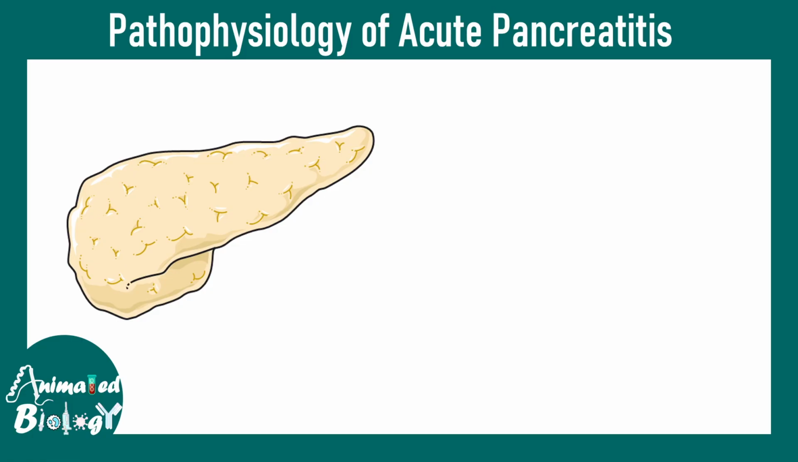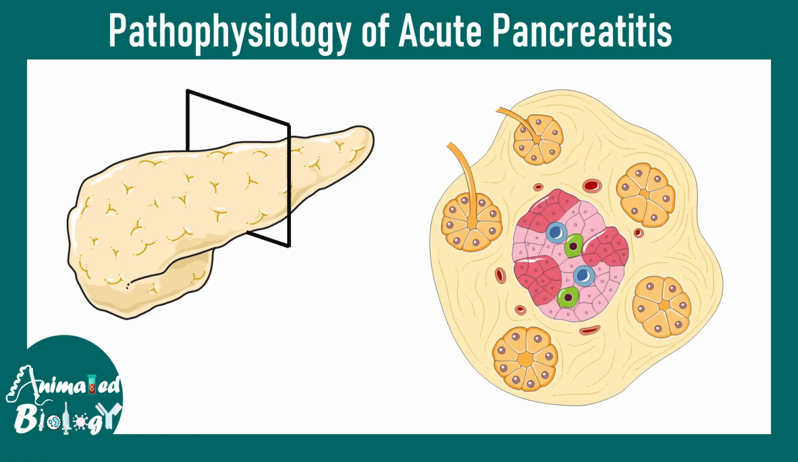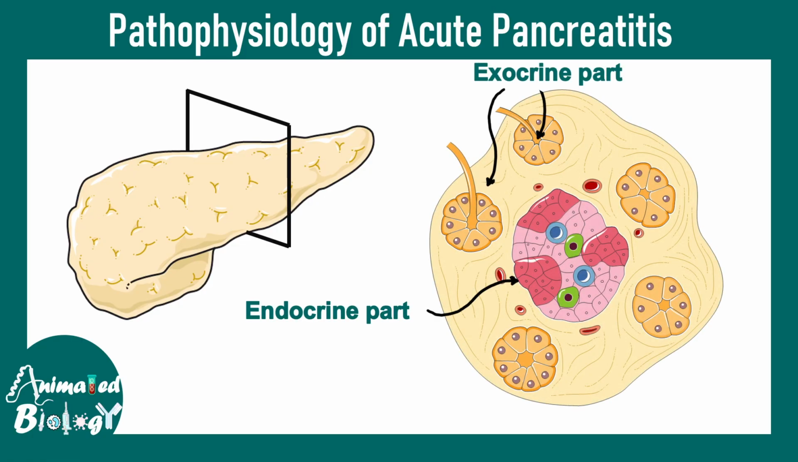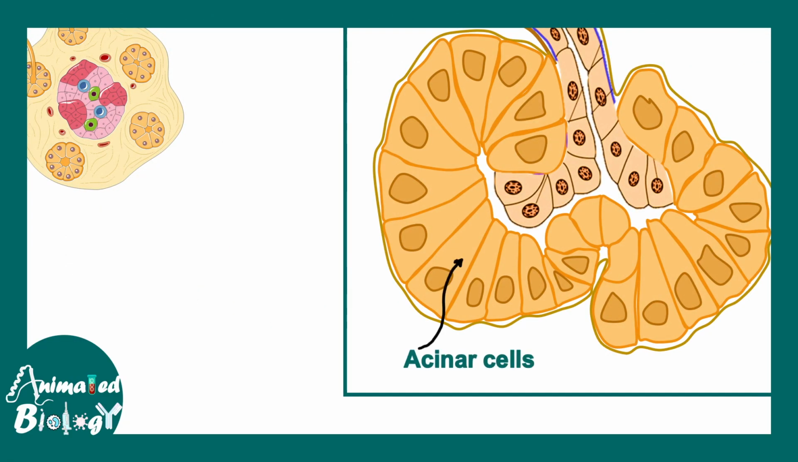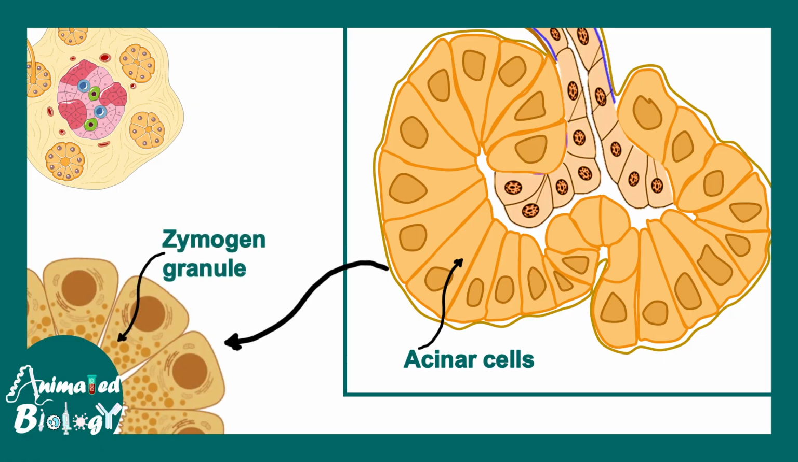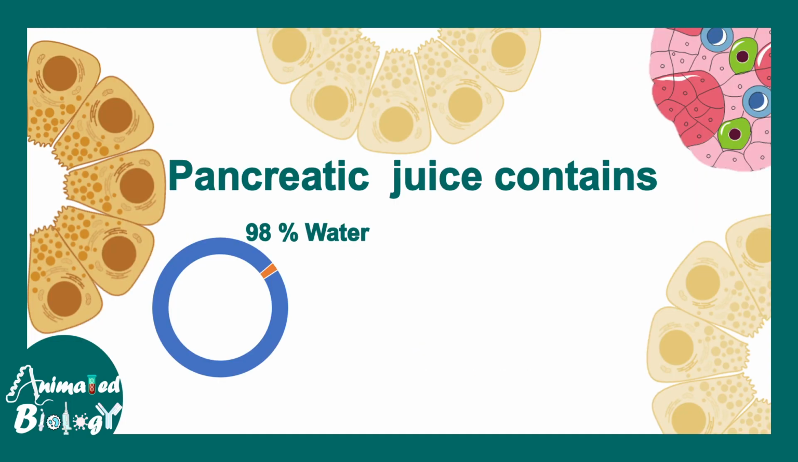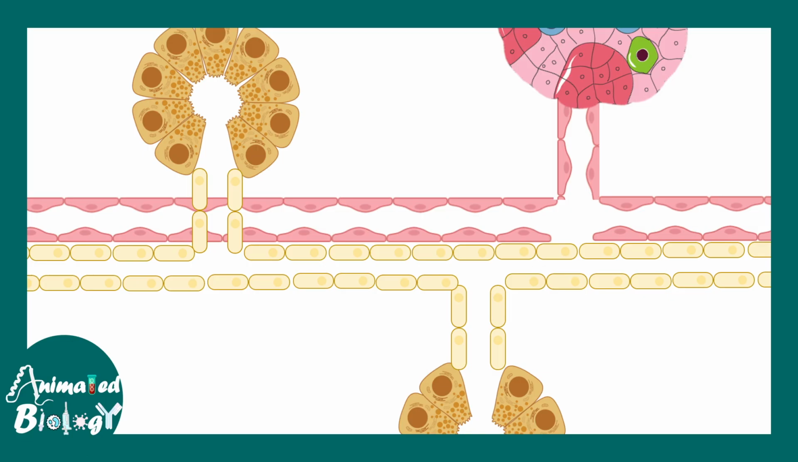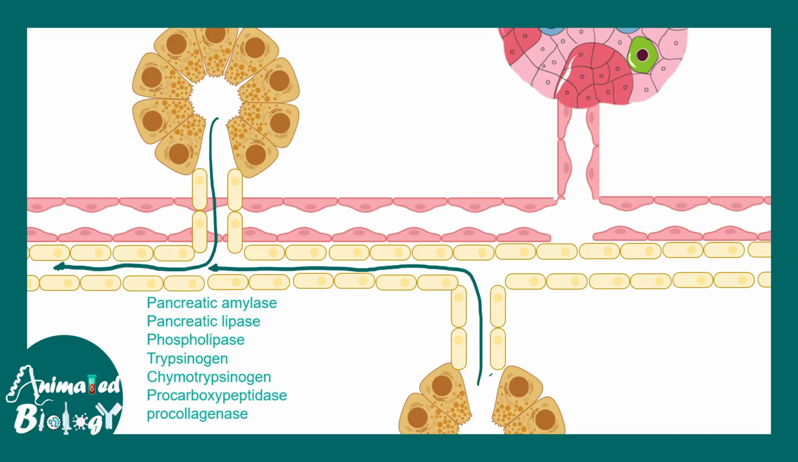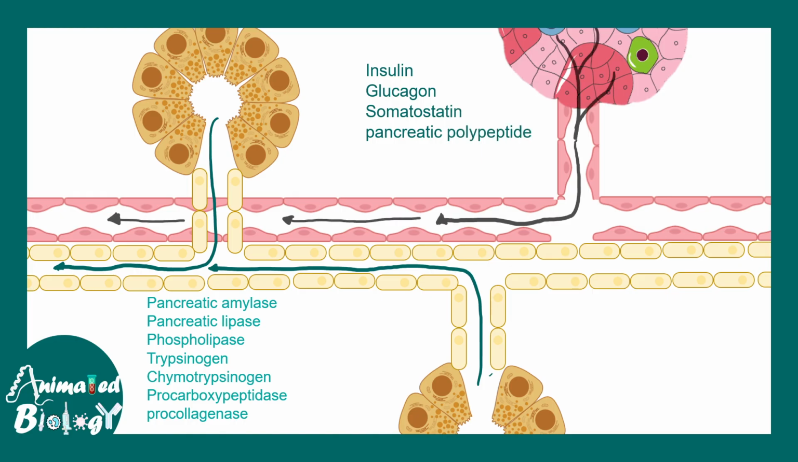So this is the pancreas. If we cut a cross section across it, we would see the endocrine pancreas. Here is the exocrine pancreas. These are the acinar cells and there are the ducts. These acinar cells have zymogen granules, which contain enzymes in an inactive form. Pancreatic juice is basically water and enzymes. It contains pancreatic amylase, lipase and many other enzymes. All these are released into the duct. Also, hormones are released by the endocrine part of the pancreas.